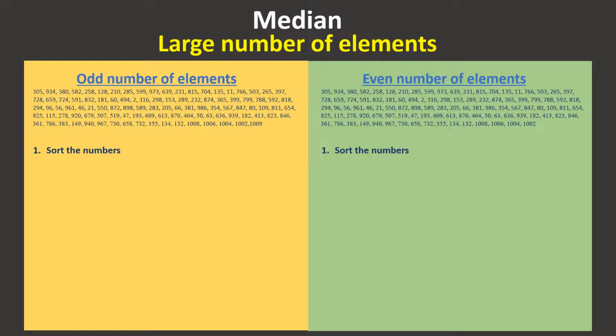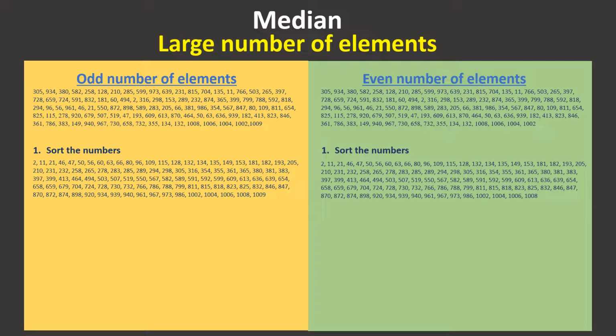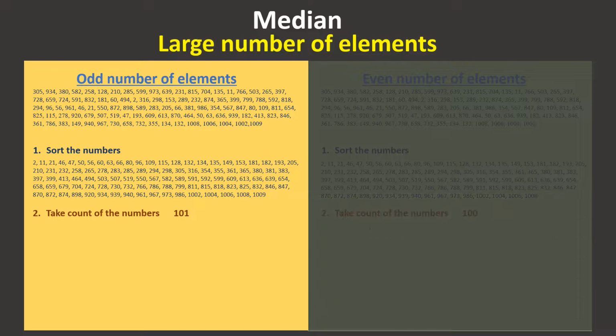First thing you're going to do is sort the numbers in both cases, and here the numbers are sorted. The second thing is to take the count of numbers in both cases. Here we have an odd number of elements, which is 101, and here we have an even number of elements, which is 100. For now, I'm going to focus on only one segment, the odd number of elements. We will look at the second section in some time.